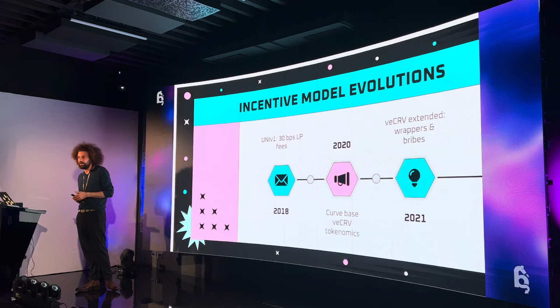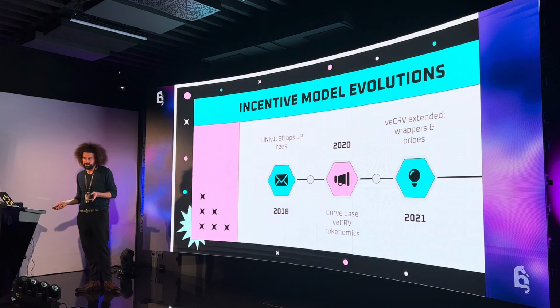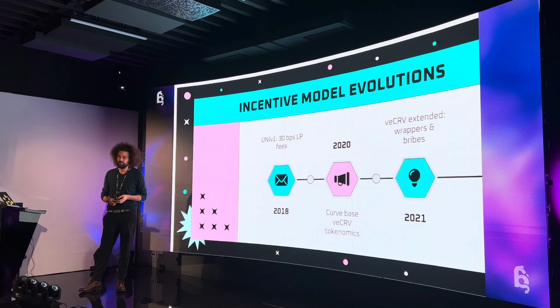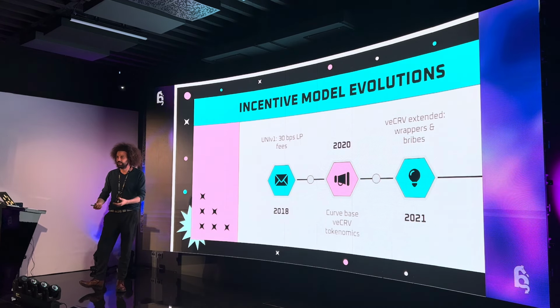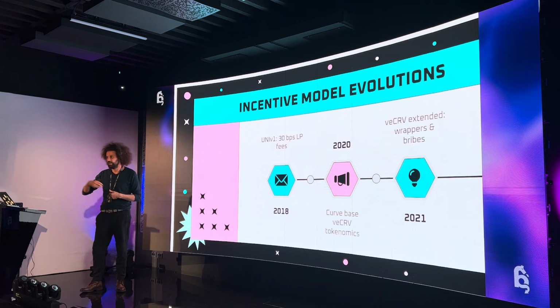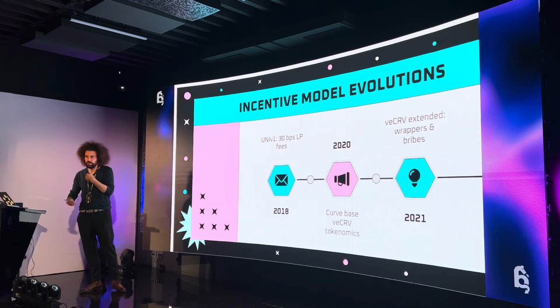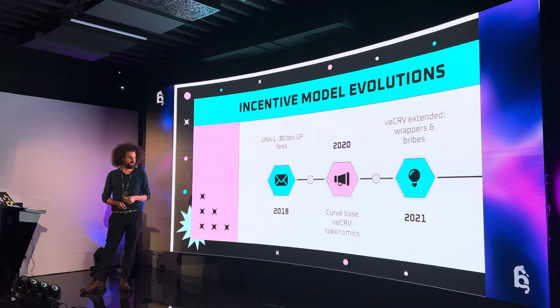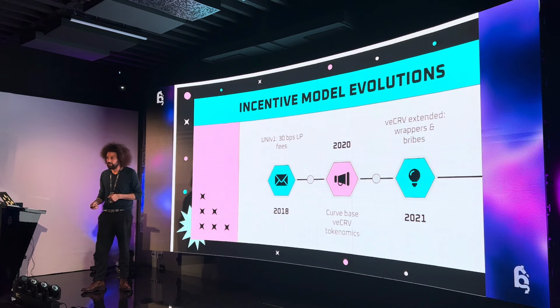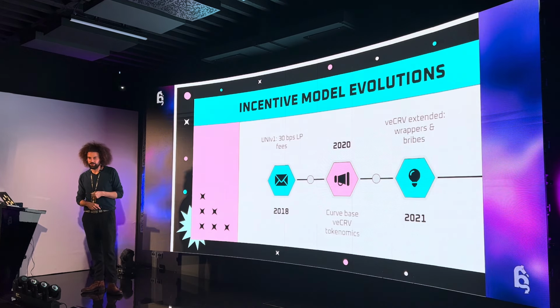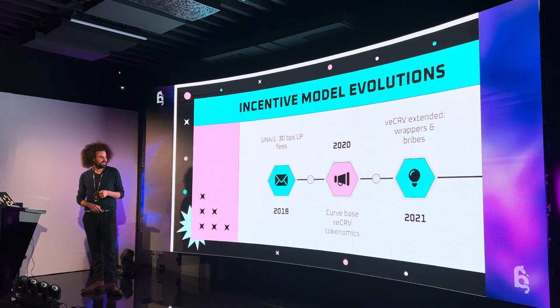The second big iteration on this was the Curve CRV tokenomics. We'll go into this a bit deeper, but here the core concept is the DEX takes some of the fees from the LP, and in exchange gives them the token and tries to make them enter a whole loop with the token locking and so on. So this is pretty much what happened in 2021, the whole ecosystem around Curve. We'll see that in a few slides.